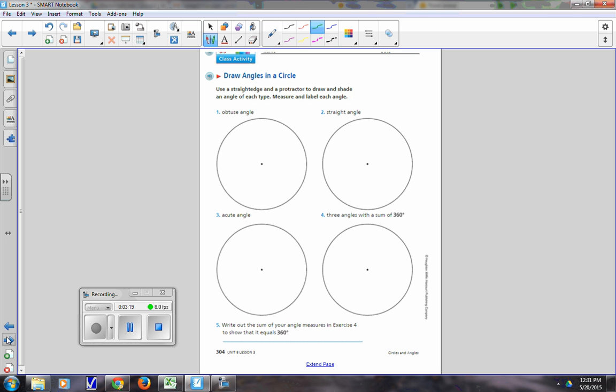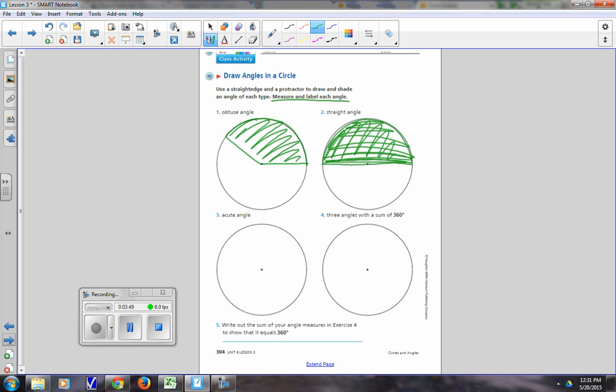Honestly, a straight angle is going to be this, and you have to shade in this entire area because that's a straight angle of a circle. Okay? An obtuse angle is going to be more than 90 degrees. And if you have a protractor, it wants you to measure and label them. Okay? So all of this would be colored in. An acute angle would be cute, all colored in.